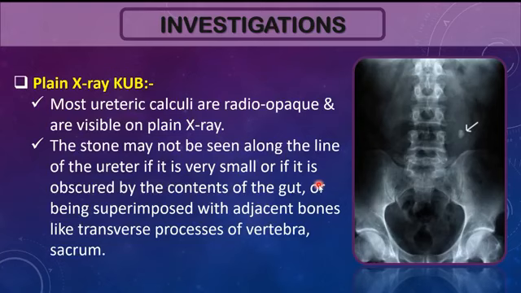The investigations. The first one is a plain X-ray KUB region. Most ureteric calculi are radiopaque and are visible on the plain X-ray. The stone may not be seen along the line of the ureter if it is very small or if it is obscured by the contents of the gut or superimposed with adjacent bones like the transverse processes of the vertebrae and sacrum. In that case, the stone may not be clearly visible in the plain X-ray KUB region.